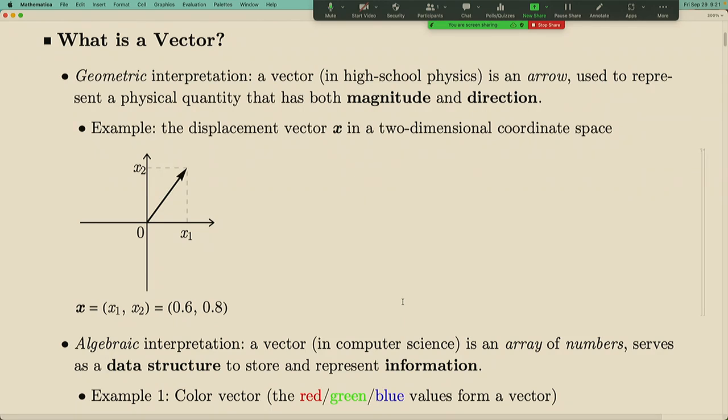So for example, this is a displacement vector in two-dimensional space. And that describes how the particle displaces in two-dimensional space. As a vector in two-dimensional space, it has two components. And the two components correspond to the horizontal and vertical displacement. And a vector basically also points to a point in the two-dimensional vector space.